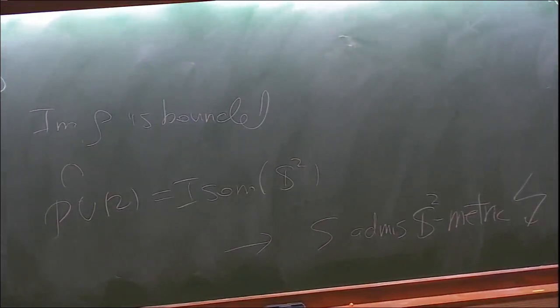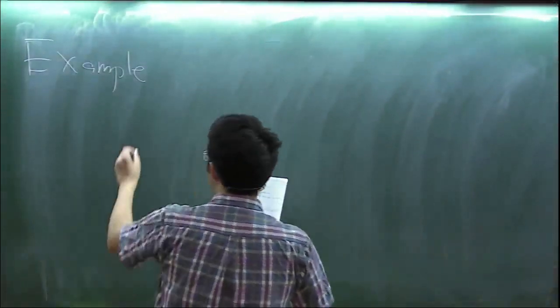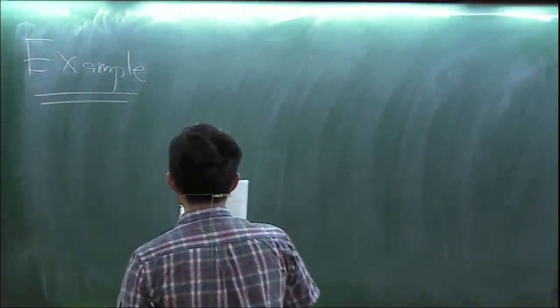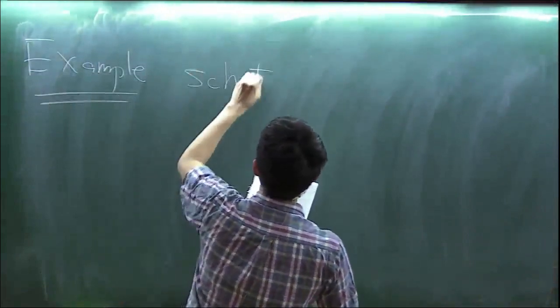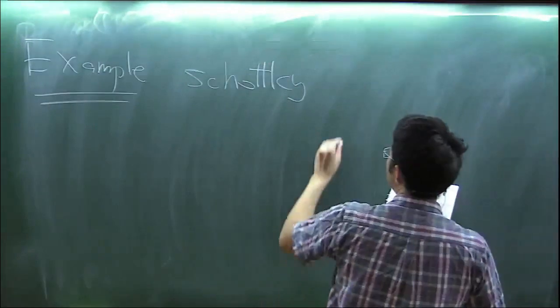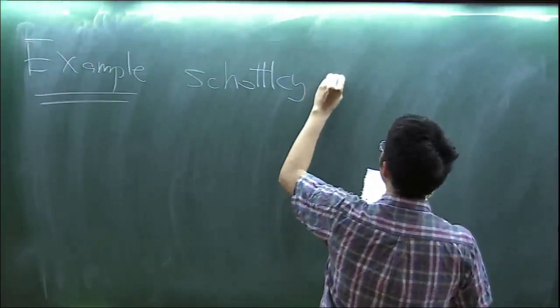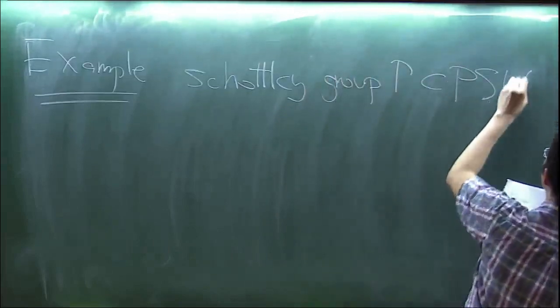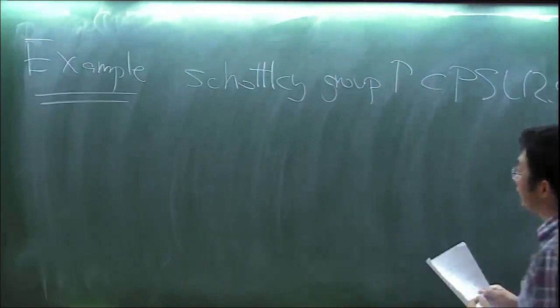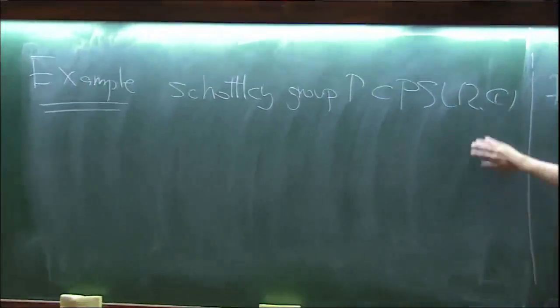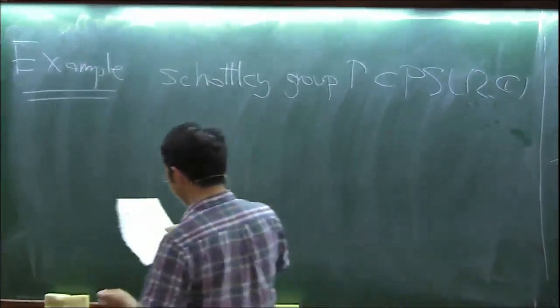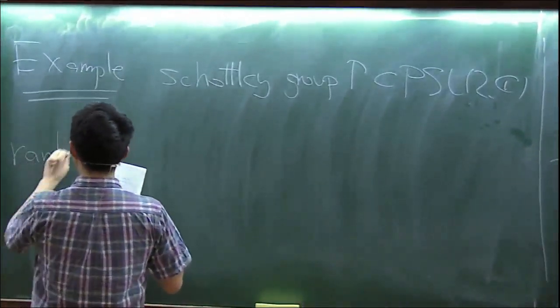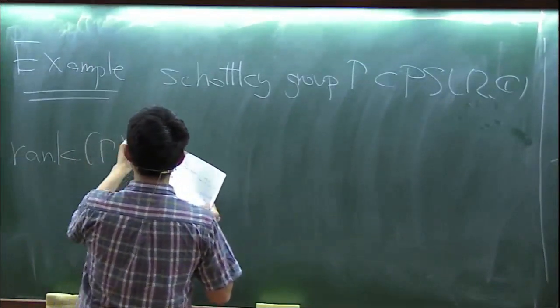Any questions? Let me look at one more example of CP1 structures, coming from a Schottky group in PSO2C. So it's kind of a generic type of free group, a discrete free group sitting in PSO2C. We just need the rank 2 case.